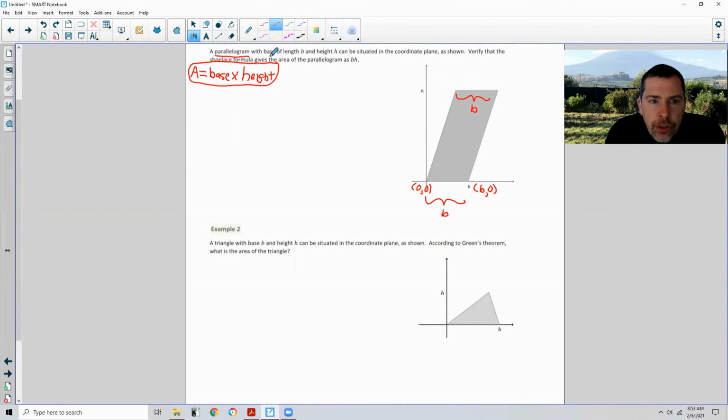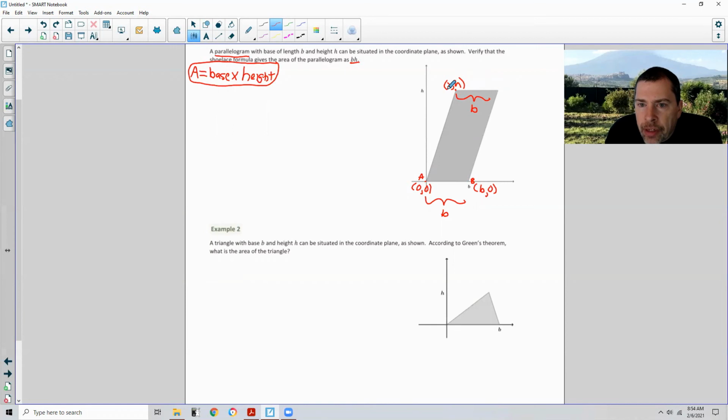And it says, verify that the shoelace formula gives the area of the parallelogram as BH. We want to prove that the shoelace formula is going to give us A equals B times H. So the distance from the y-axis to here is some value x. So I'm going to label this point right here over x, up h, if you will. So if I went over an x value and up to h, that would put me here. If I am at 0, 0, I am here. So I call this A. If I call this point B, that is the point B, 0, and it is a distance of B because B minus 0 is B.